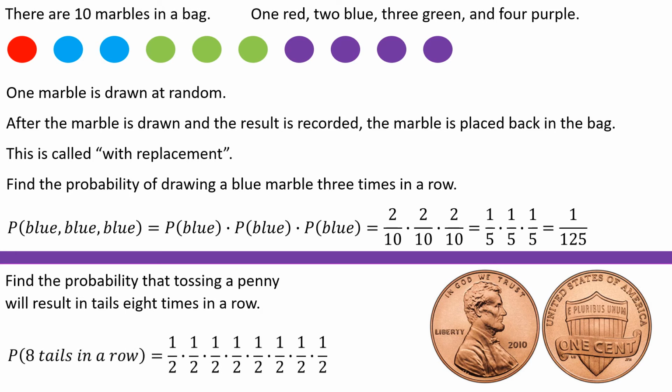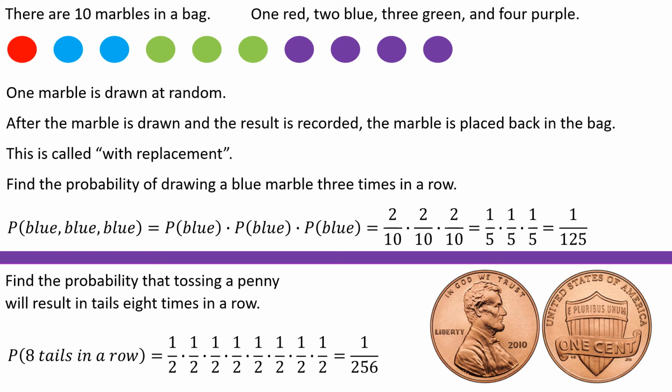Well, if I wanted tails 8 times in a row, probability of tails is 1/2. So I have to have 1/2 times 1/2 times 1/2, right? I have to have 8 of those 1/2s. On top, the numerators, that's easy. 1 times 1 times 1 times 1 times 1 times 1 times 1 times 1. That's 1. Bottom, you might want to grab a calculator.